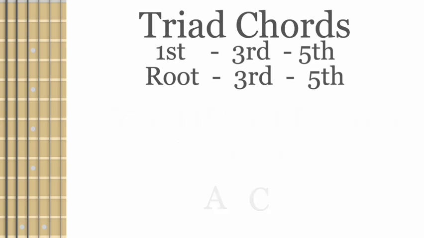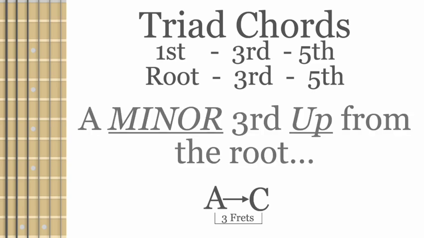And if we look at another example, A to C, we know that C is the third up from A, and that's 3 frets. So we know that C is a minor third up from A, or C is a minor third up from the root, right? So we have the same exact thing. That's what we mean when we say the third is either a minor or a major third up from the root.